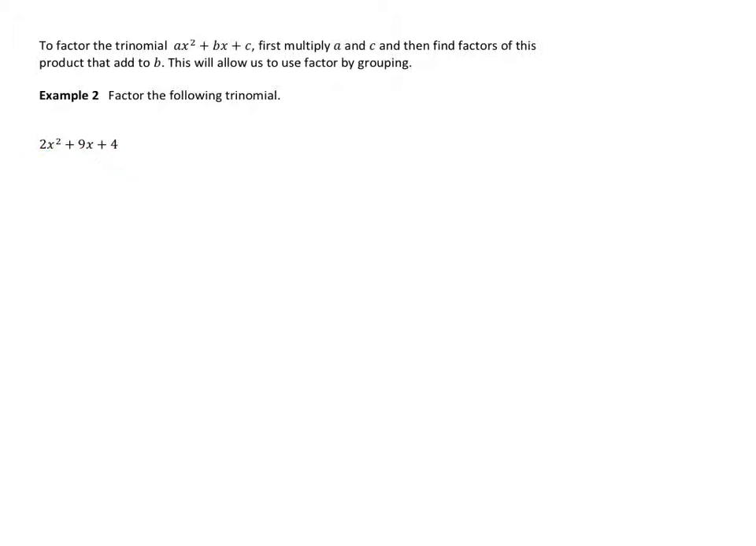So that's 2 times 4, which is 8. So it's not just the last number, but the product of these two. I'm now going to take factors of 8 and choose one that adds to 9. So for 8, you could have 1 and 8, you could have 2 and 4. Okay, clearly this is going to be the first option.